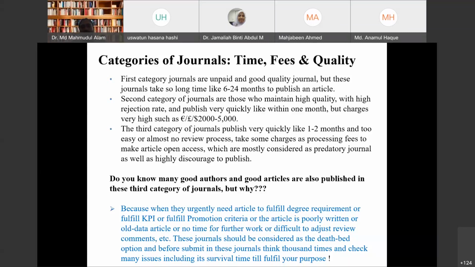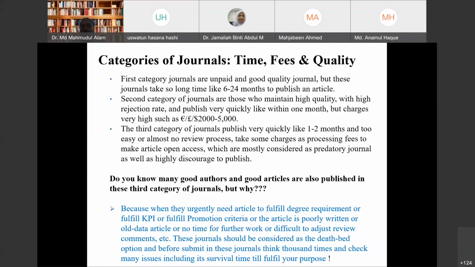So these journals should be considered as a deathbed option. I say when you're dying, whatever medicine you give, you will die forever. Okay, no problem, but it just tries to keep you alive for another 1 minute. So the doctor gives you deathbed medicine. It doesn't matter. Doctor, no, you will die. You are going to die.